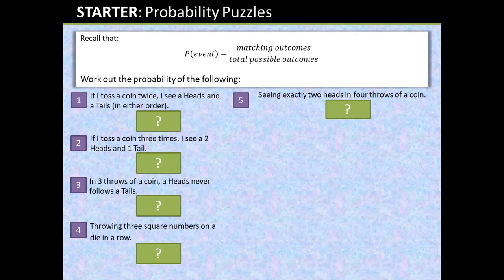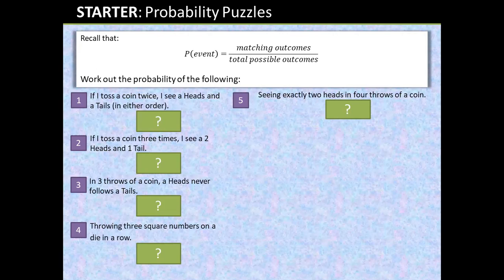Now, in a fair dice with the dots 1 to 6, the probability that we get 1 is 1/6. All right, 1/6. Or the probability that you get 2 is 2/6. That means matching outcomes over the total possible outcomes.